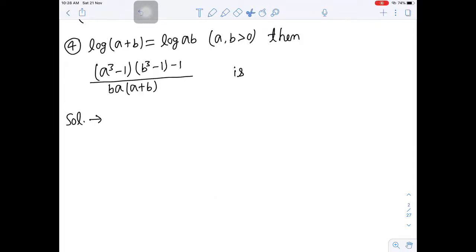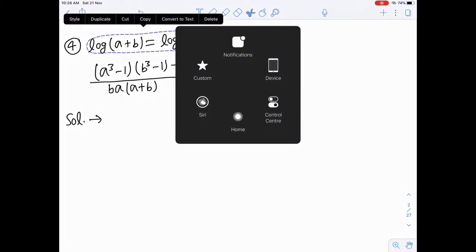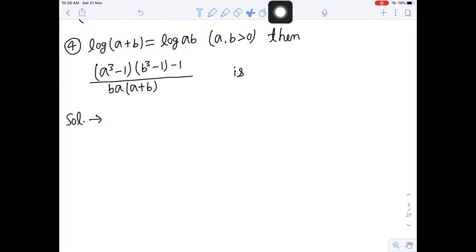Question number 4. Log a plus log b is equal to log ab, where a and b are greater than 0, positive. Then you have to find the value of this expression, which is a cube minus 1 in a bracket into b cube minus 1 in another bracket, minus 1, divided by ba into a plus b. So first of all, this is the given condition. If we cancel log and log here, then we will get a plus b equal to ab. Now we will try to simplify this.